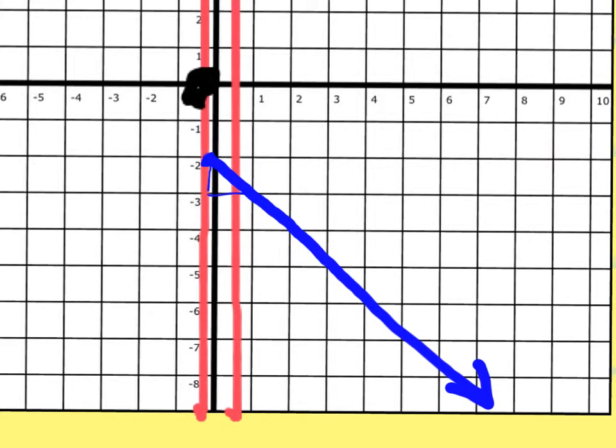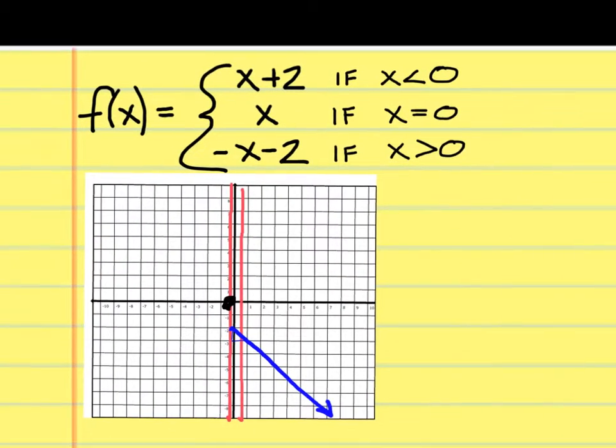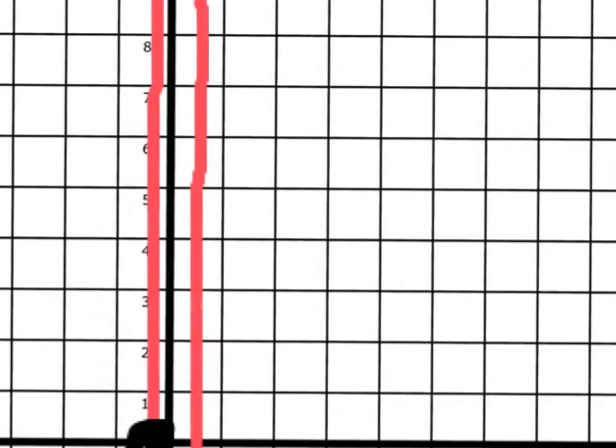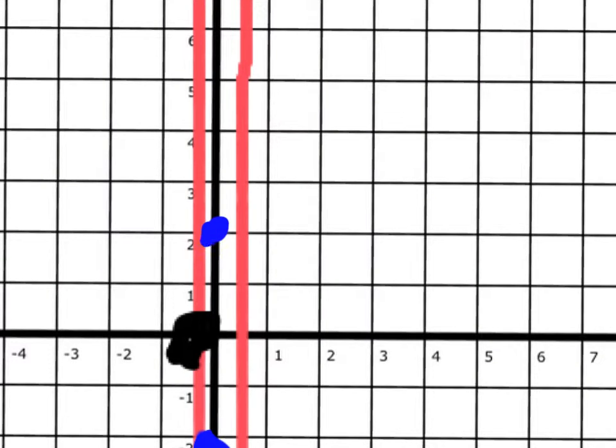It cannot continue all the way through the graph. It's got to stop at 0. So we've taken care of this and this. Now the other one is x plus 2. So we'll go over to the y-axis, and we're looking at this equation. The y-intercept is 2, so go up to 2 and make a dot.